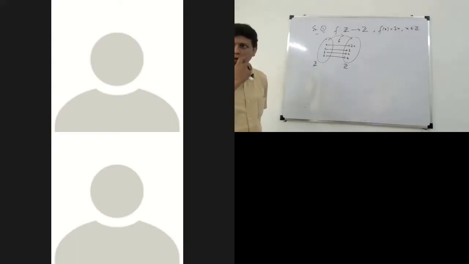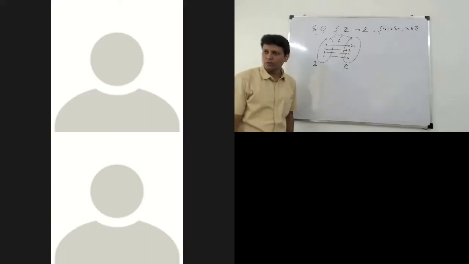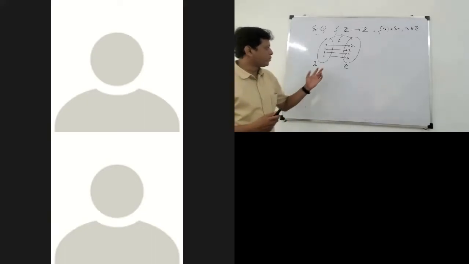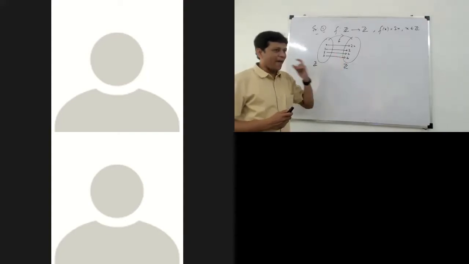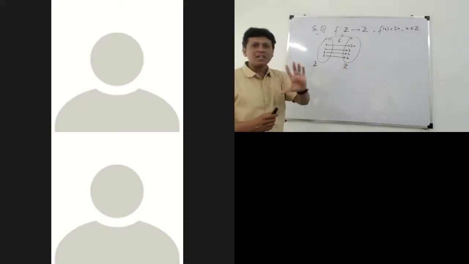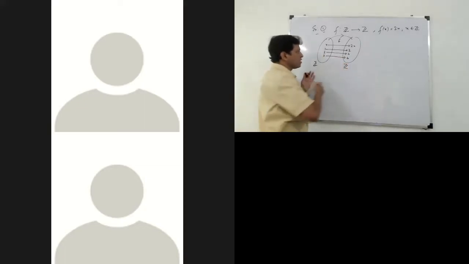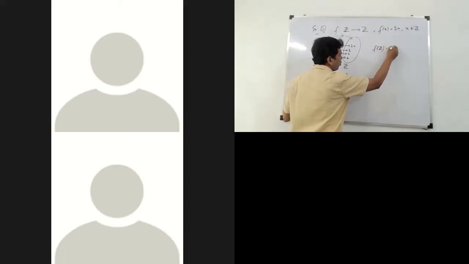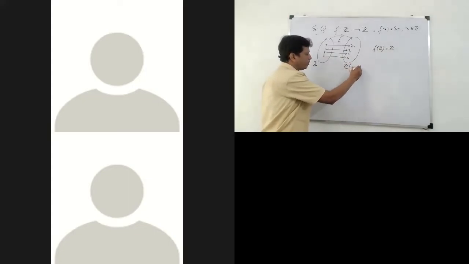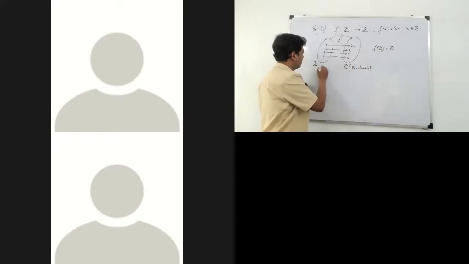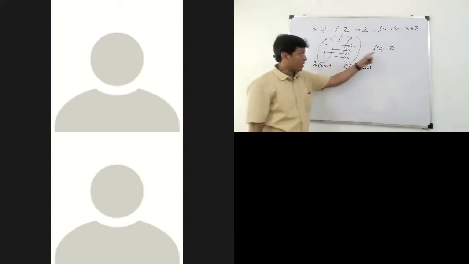You said it is onto. Okay. Why are you saying that it is not onto? Because odd integers are being left out. Yes, that means you are correct. That means your criteria for onto is the range set. The range must be equal to the codomain. This is your codomain, and this is your domain. So f(Z) must be Z.